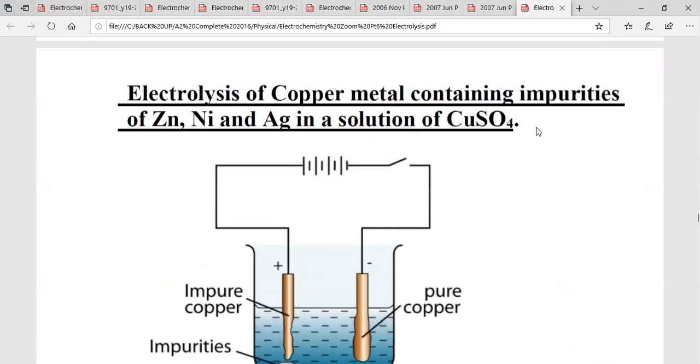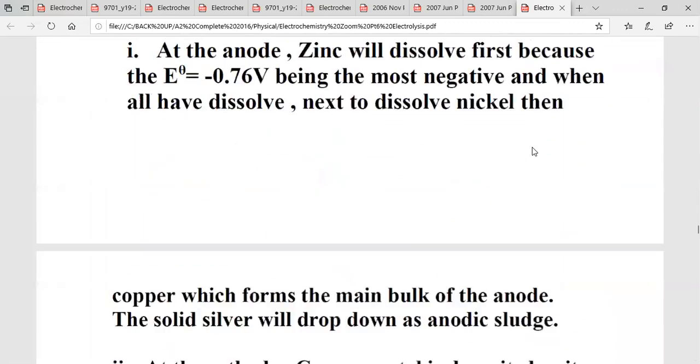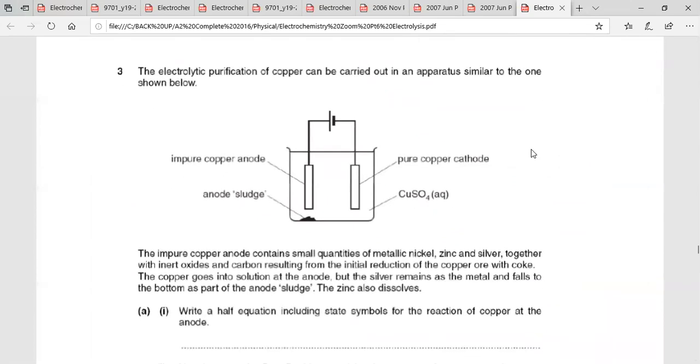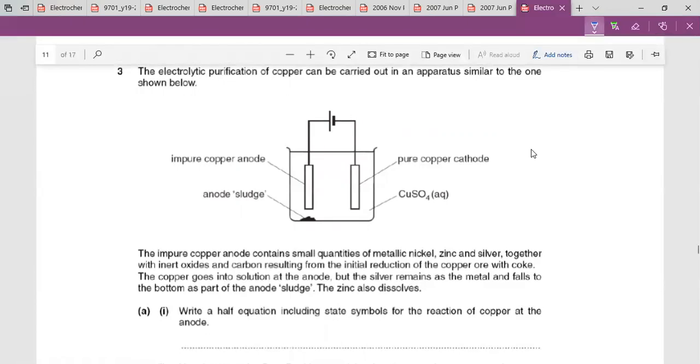Now this is the theory about electroplating, electrolysis of copper with impurities. One question came out like that. Let's show you this question. We try to finish this question as well. The electrolytic purification of copper can be carried out in a process similar to the one shown below. Remember this one came up, I told you there are three laws.